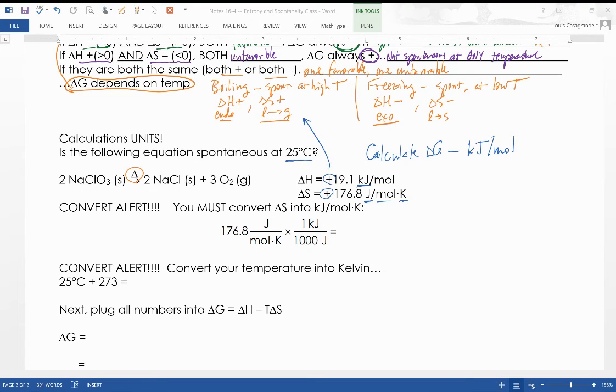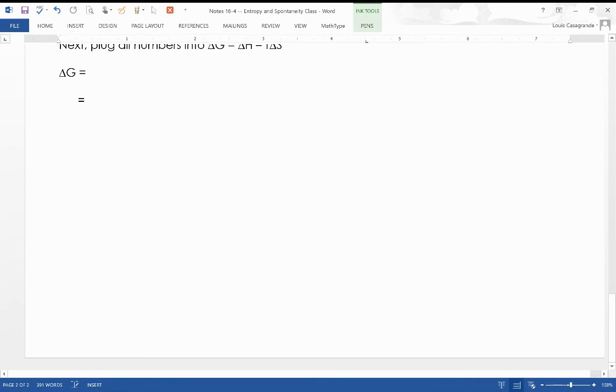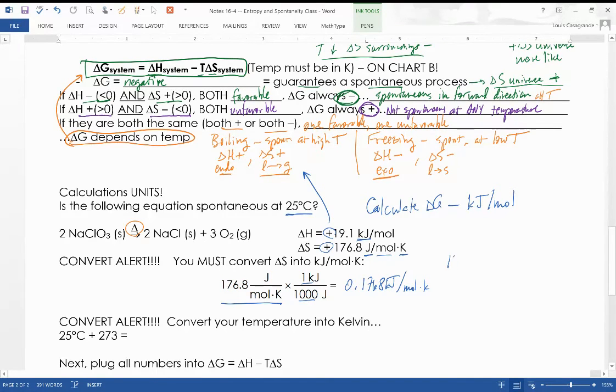So what we're going to have to do is do a little convert alert. So we have our 176.8 joules per mole Kelvin, and we're going to multiply by 1 kilojoule over 1,000 joules. And that's going to get us 0.1768 kilojoules per mole times Kelvin. Again, remember what I told you, if you're not quite sure, we went from 176.8, the joules. I don't have to put the rest of the units in there because joules is the only thing we're worried about. Going from 1,000 joules is the same as 1 kilojoule. So you know you have to divide by 1,000 to get to where you're going. So dividing by 1,000 is going to get us the delta S.